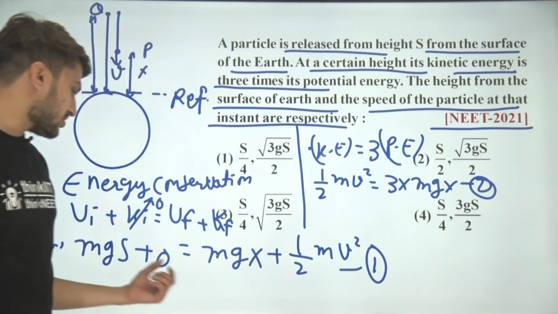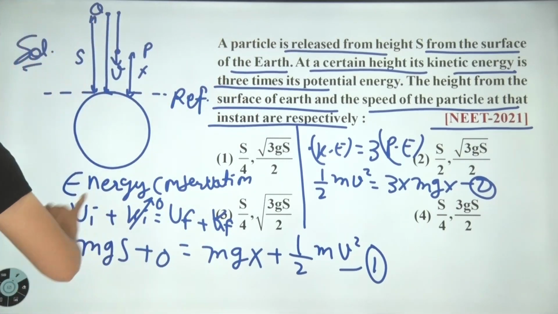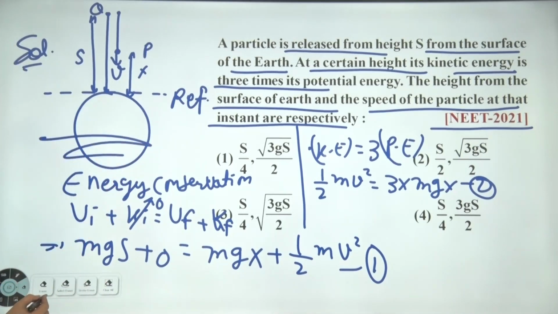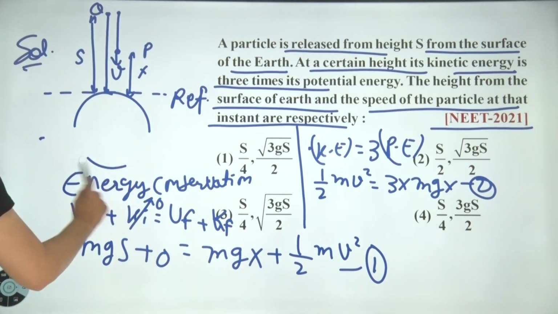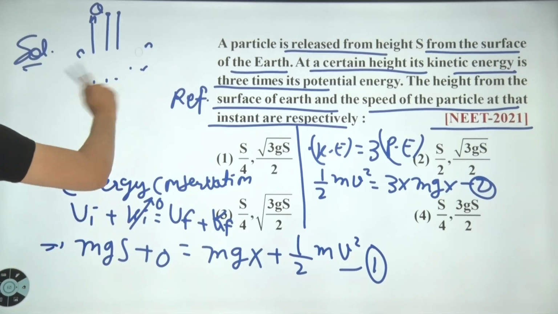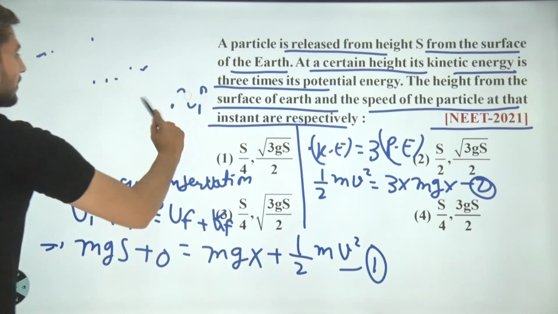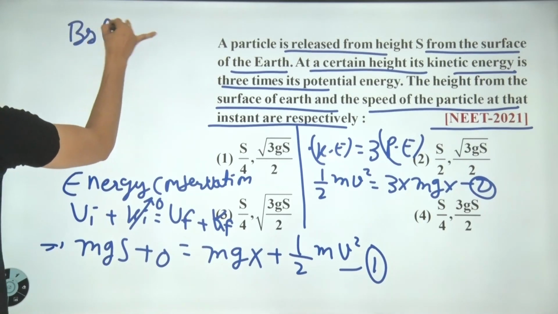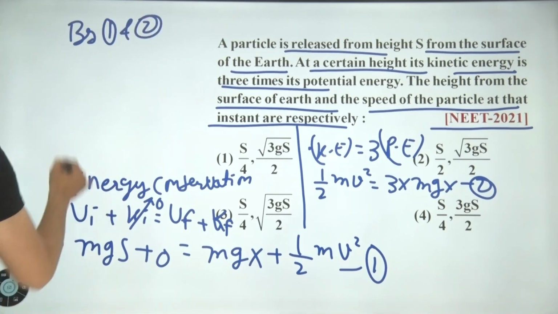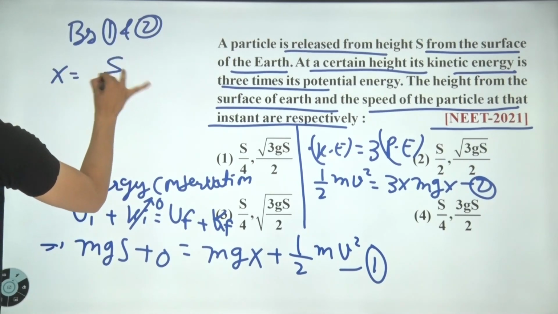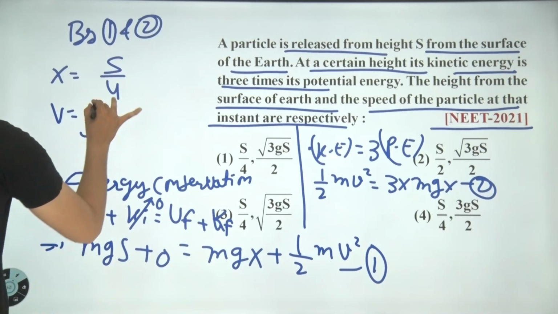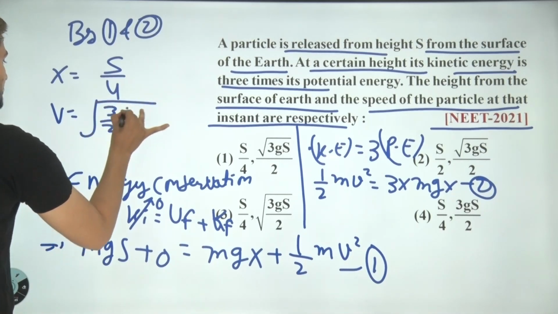Now students, we have equations 1 and 2. If we solve equations 1 and 2 and find the value of x and v, by equations 1 and 2 we can clearly see that the value of x comes out to be s by 4, and the value of v, which is speed, comes out to be under root of 3 by 2 gs.